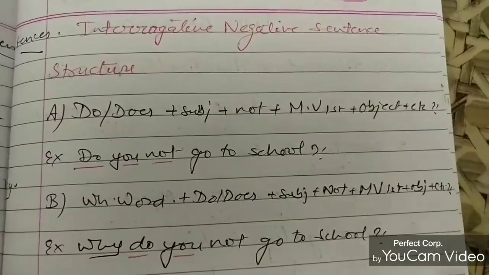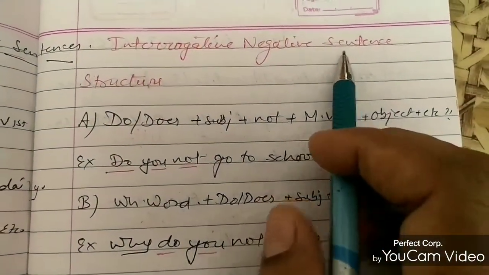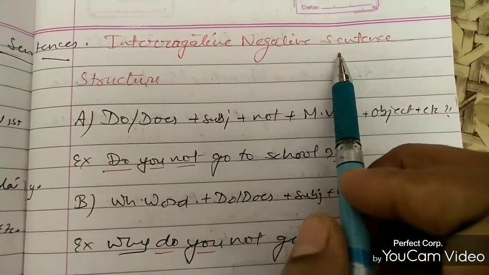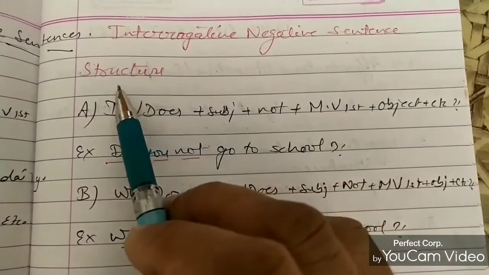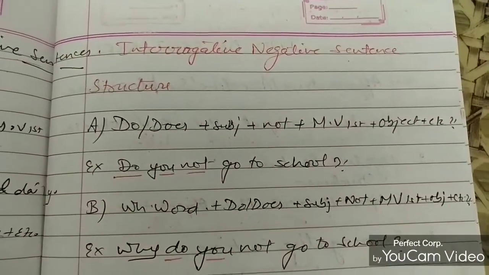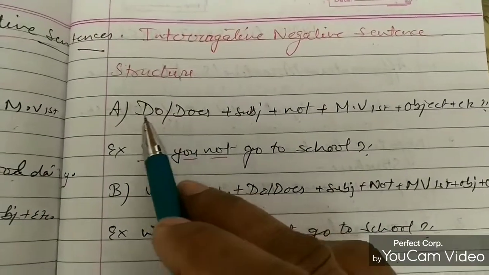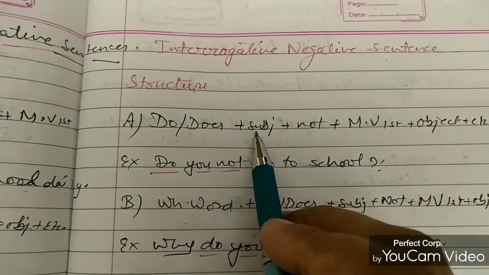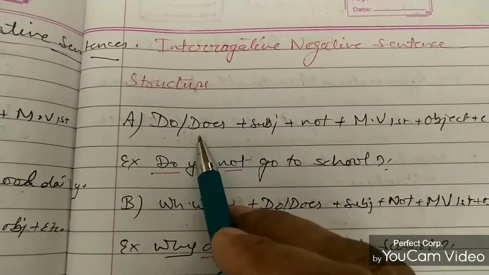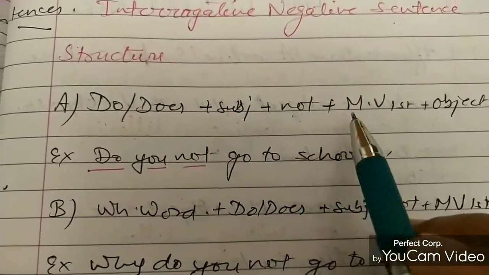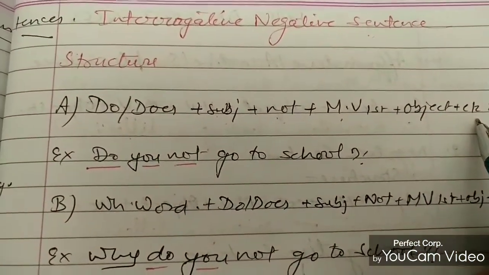Now see interrogative negative sentences. If we are supposed to make an interrogative plus negative sentence in the present indefinite, what will be the structure? Let's understand this. First, see the structure of an interrogative sentence. Those start with a helping verb, do or does according to the subject: do with a plural subject and does with a singular subject, plus not plus main verb first form plus object plus question mark.